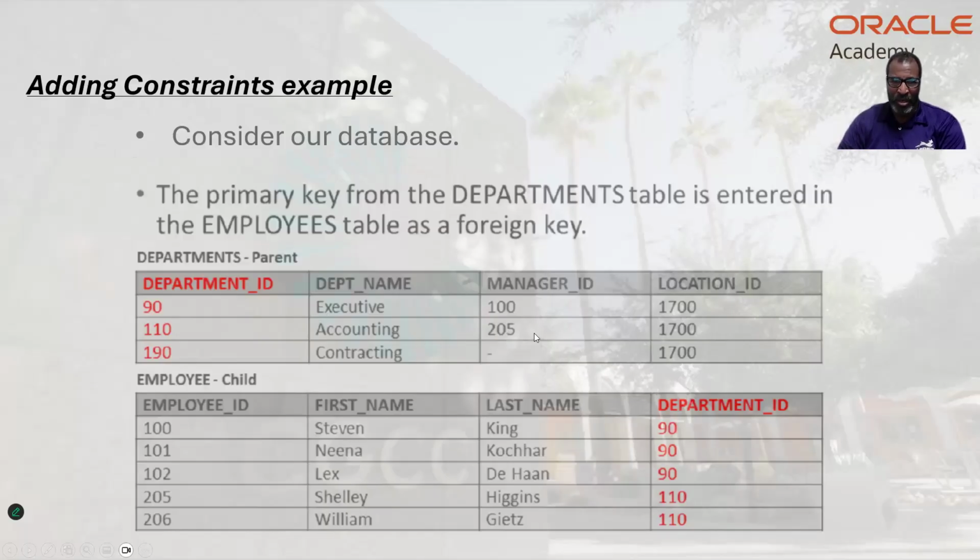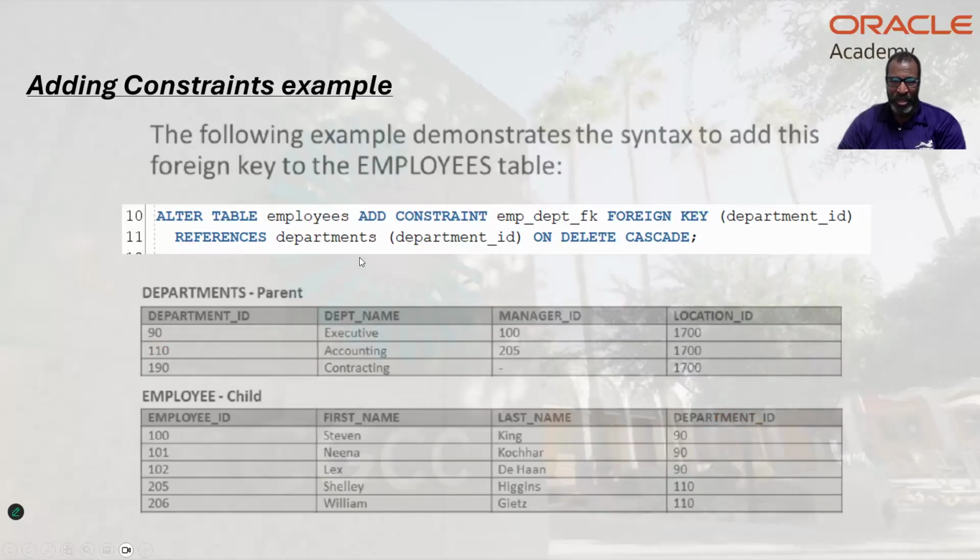All right, there's our employees and department table. If we wanted to alter that constraint, if we wanted to add a foreign key, and let's say we wanted to add the on delete cascade, we would do it that way. Because it's not there now, which is why you couldn't delete the departments. Okay, that's how you would change that constraint.